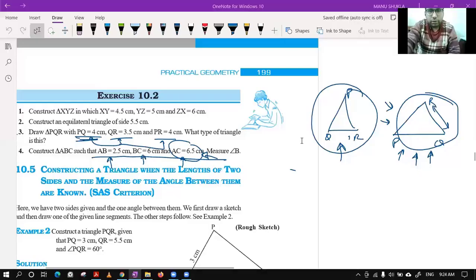Good morning, everyone. In the last class, we discussed the concept of making a triangle if the three sides are given to you, and we have discussed the four questions on that.